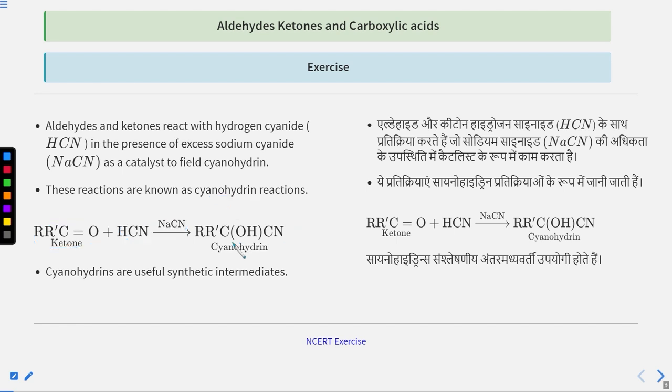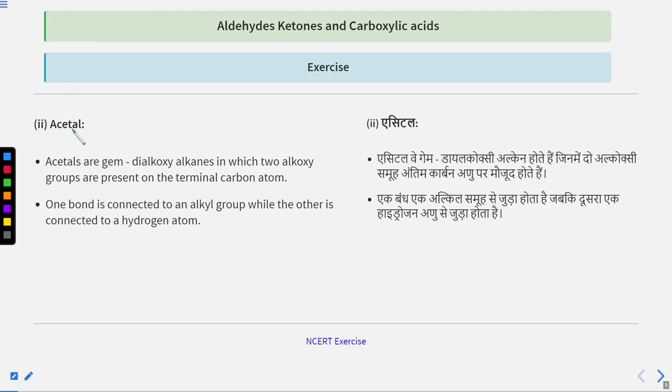Next is acetal. So what are acetals? Acetals are gem-dialkoxyalkanes. Gem-dialkoxyalkane means there are two alkoxy groups on the same carbon, because gem is written, in which the two alkoxy groups are present on the terminal carbon atom. One bond is connected to an alkyl group, while the other is connected to a hydrogen atom.